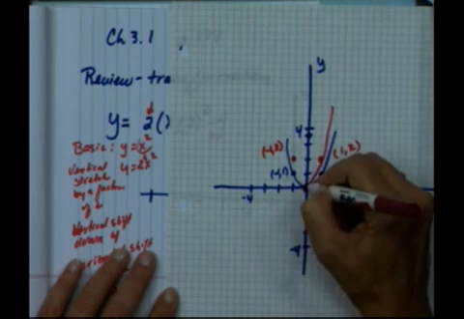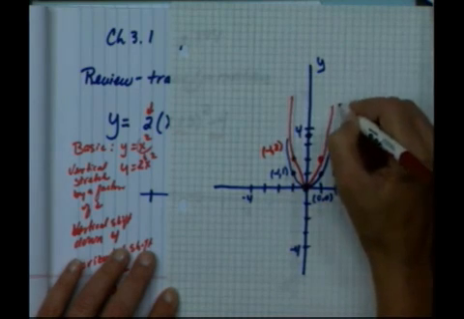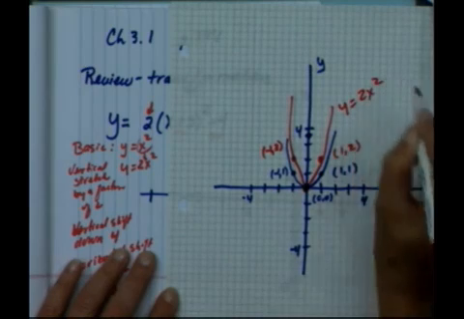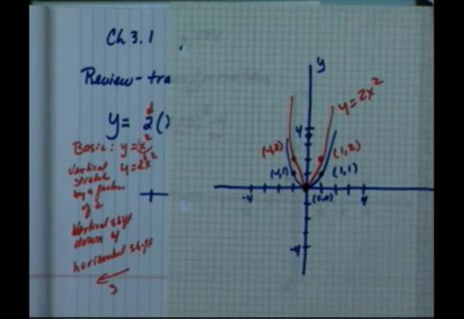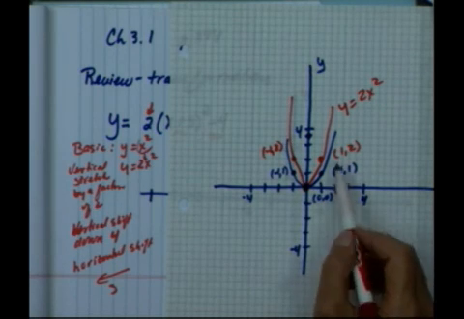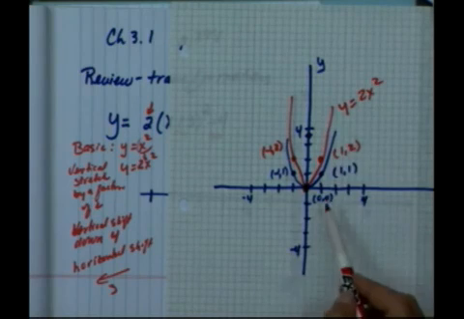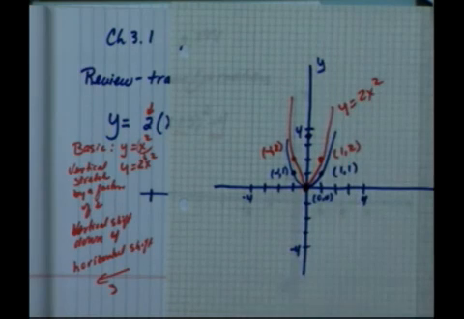So the red now is a vertical stretch. This is y equals 2x squared. It would have been a little easier to see also if I'd done 2, 4, because now it'd be 2, 8. Vertical stretch.